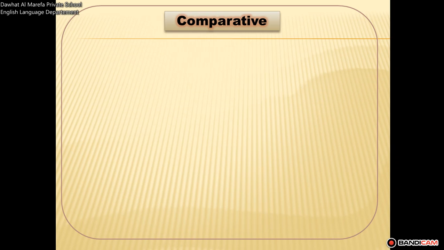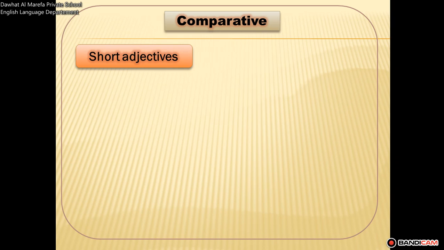Now let's start with the comparative. Comparative means that you compare two things together. If you have two cars, you may say that one is more expensive than the other. If you have your brother, you can compare yourself to your brother and say that he is older than you, or taller than you, or shorter than you.